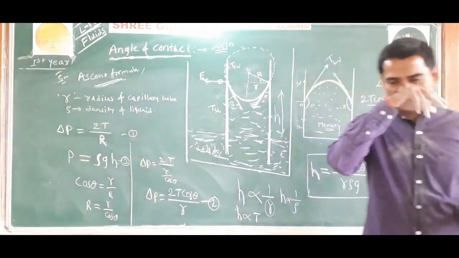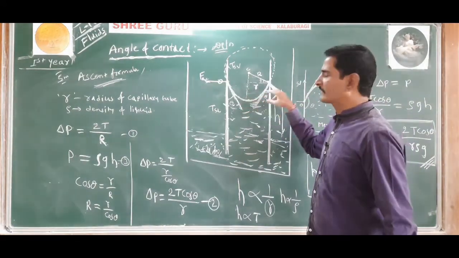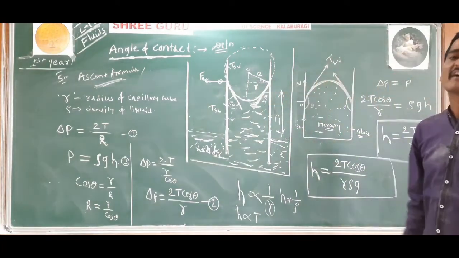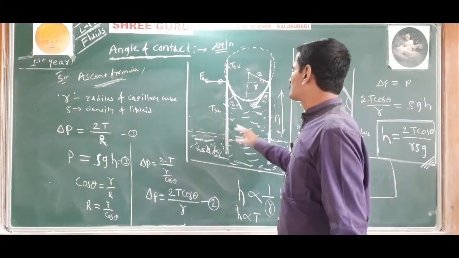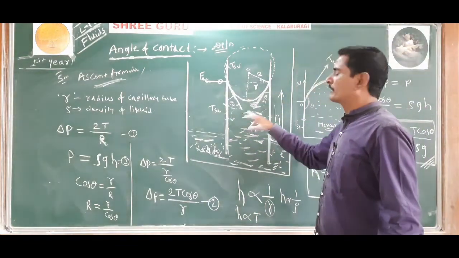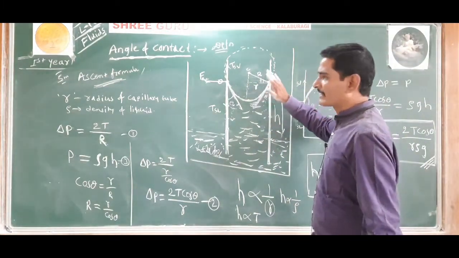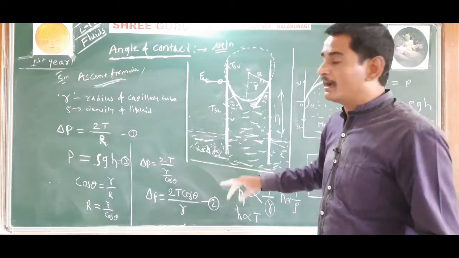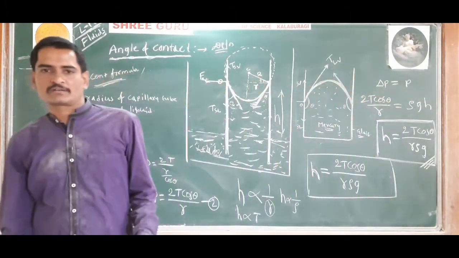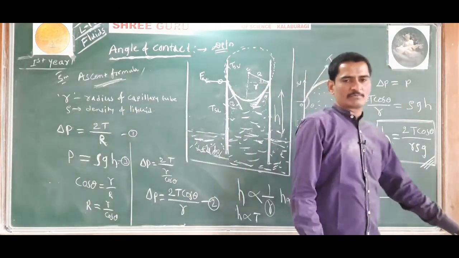The main theory behind this derivation is the excess of pressure. The liquid surface is curved, so there will be excess of pressure. That excess of pressure will be equal to the hydrostatic pressure due to the rise of the liquid inside the capillary tube. The liquid will rise inside the capillary tube till the hydrostatic pressure is equal to the excess of pressure. Understood? So that is the point, and using that point we will derive this formula.